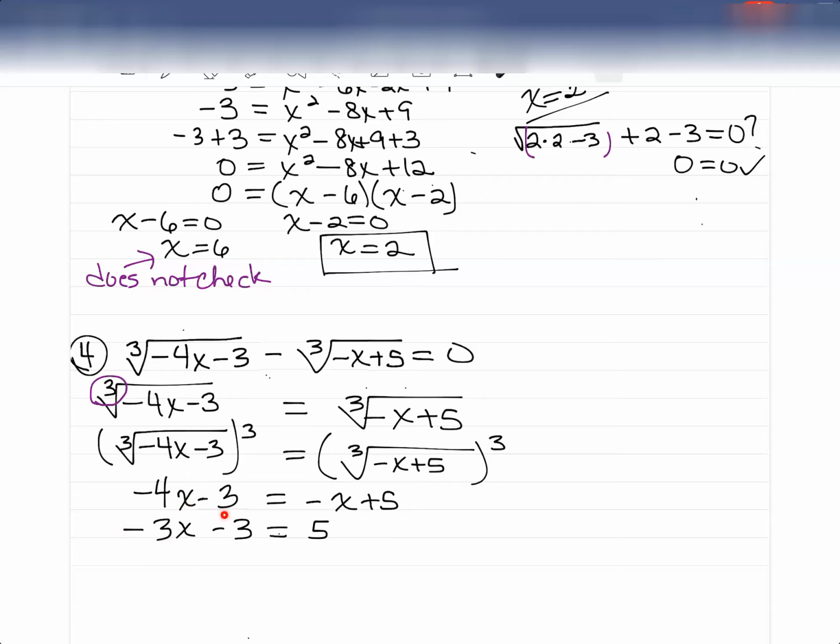Now I'm going to take that subtract 3. I'm going to make it a plus 3 so that I can get it on the other side. So negative 3x will equal 5 plus 3 is 8. Now I can divide both sides by 8. I said 8. I do not want to divide both sides by 8. I want to divide both sides by negative 3. And I'll have x equals negative 8 over 3.